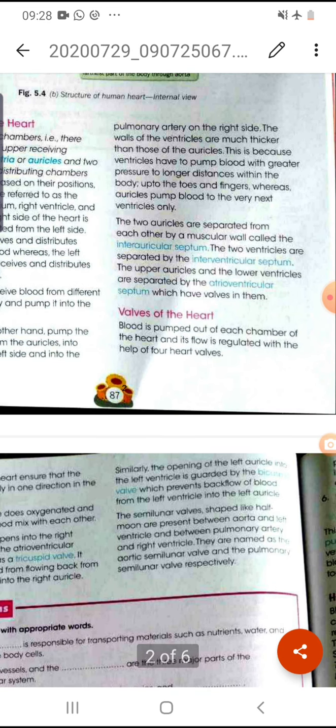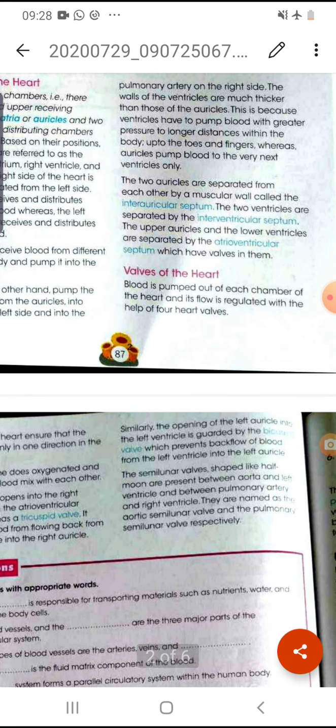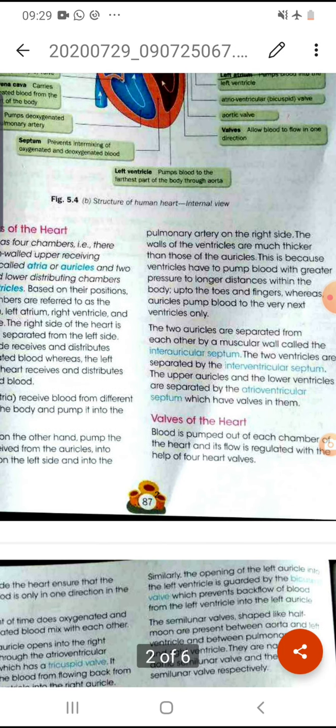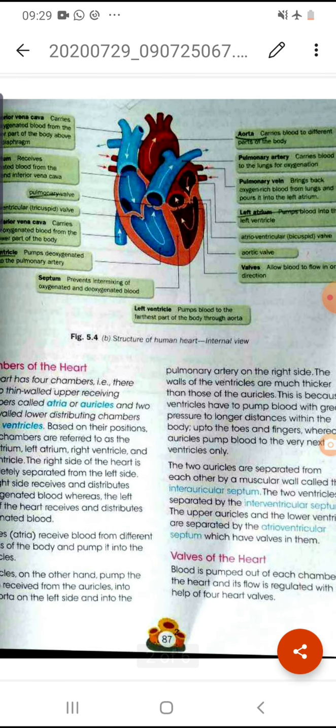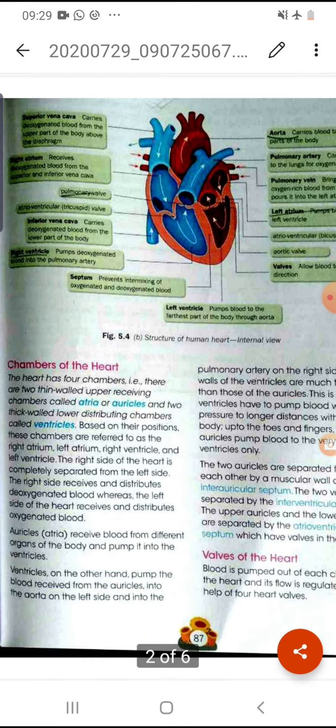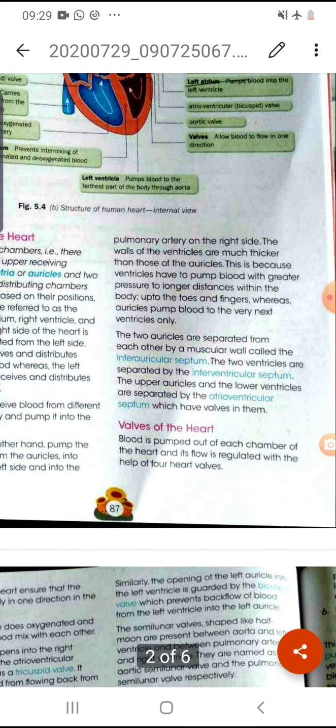So they don't have such thick walls, they have the thin cell wall. Okay, so the two auricles are separated from each other by a muscular wall called the intra-auricular septum, and the two ventricles are separated from each other by the intraventricular septum. So see here, two ventricles are separated by the intraventricular septum, and two auricles are separated by the intra-auricular septum.